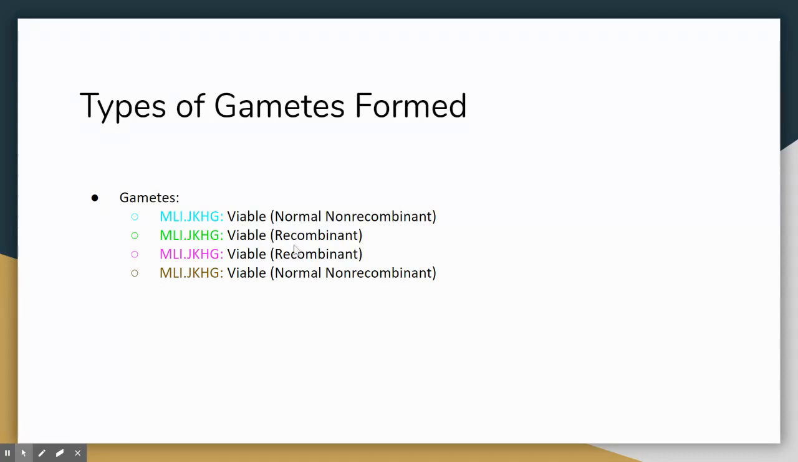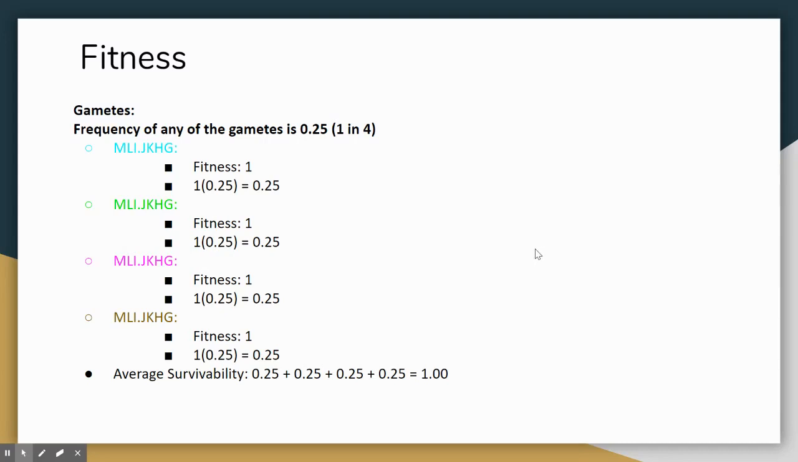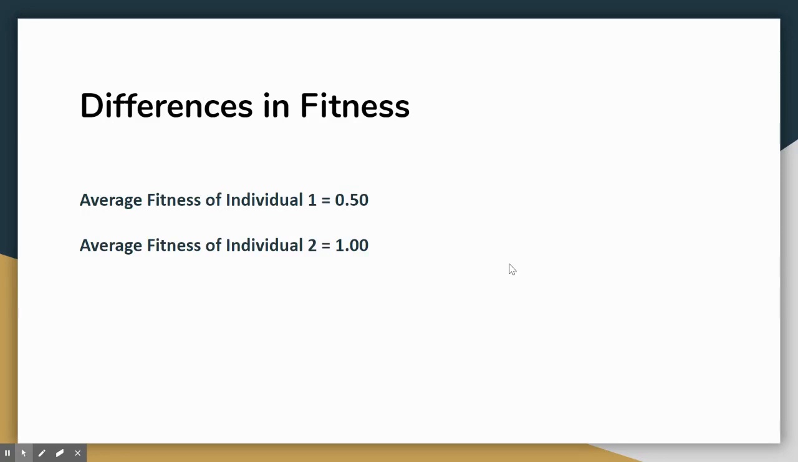So all 4 of these are viable. 2 of them are recombinant, and the other 2 are non-recombinant. So let's look at the fitness of these gametes then. Each one has a fitness of 1 due to the fact that they're all viable, and the probability of each one is 0.25. So if you add all these up, you're going to get 1 because all 4 of the gametes produced are viable.